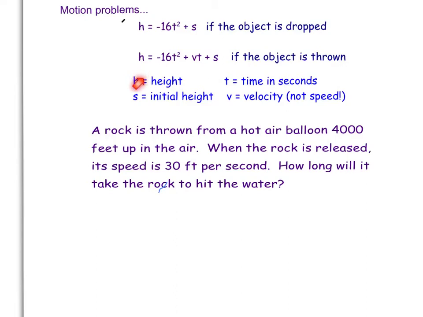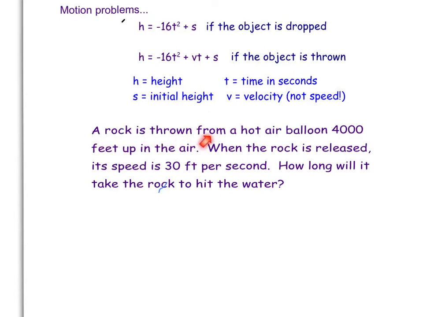It is the height we want to end up with equals negative 16t squared, t again is time in seconds, plus vt, v is the velocity, not the speed, but the velocity, which includes direction, t, again, time in seconds, plus the initial height where we start.